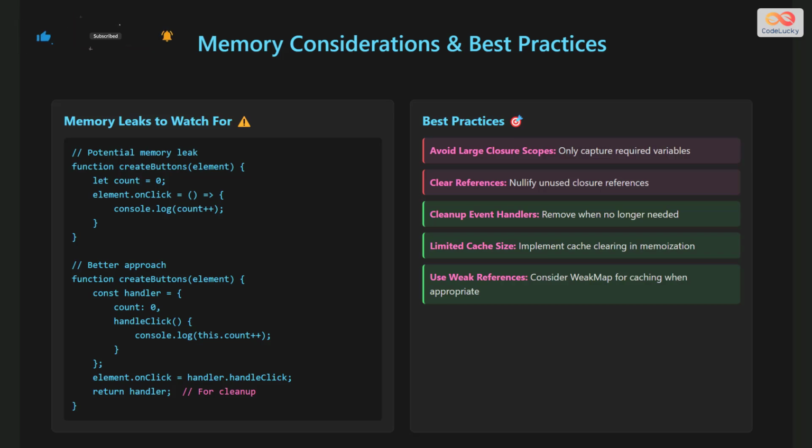Avoid capturing large scopes within the closure. Only capture the required variables. Remove any unused closure references. Always clean up event handlers when they are no longer needed. If using caching, then implement a limit for the size of the cache. Consider using weak maps for caching when appropriate. Weak maps do not prevent garbage collection of keys.